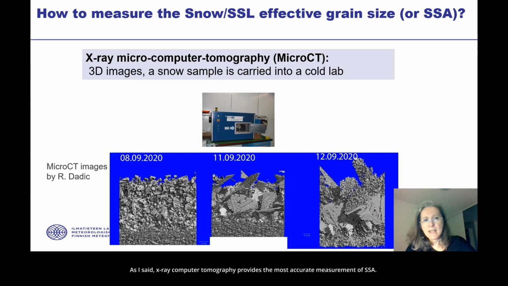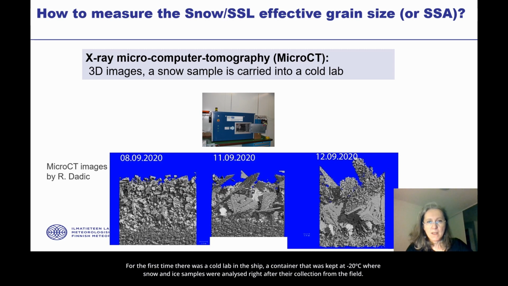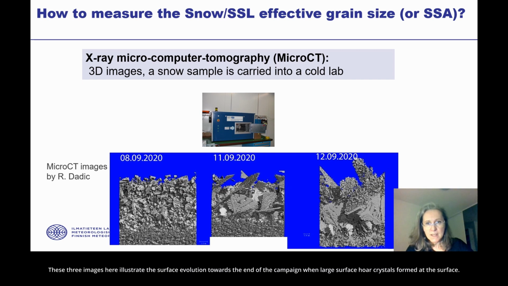As I said, X-ray microcomputer tomography provides the most accurate measurement of SSA. For the first time, there was a cold lab in the ship, a container that was kept at -20 degrees Celsius, where snow and ice samples were analyzed right after their collection from the field. These 3 images here illustrate the surface evolution toward the end of the campaign, when large surface hoar crystals formed at the surface.